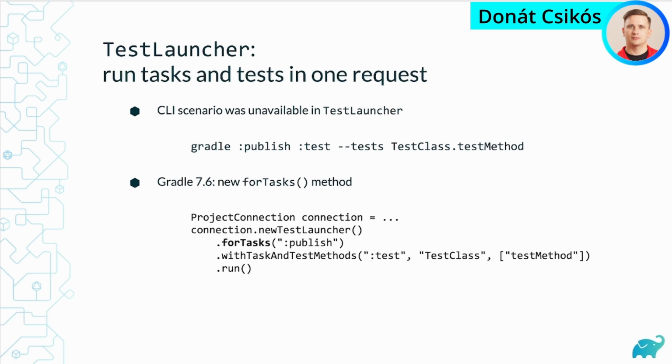The second new test launcher feature is to run tests along with other tasks. It's a common command line scenario which was plain missing from the tooling API. In Gradle 7.6, we added the forTasks method to the test launcher interface that finally fills this gap.